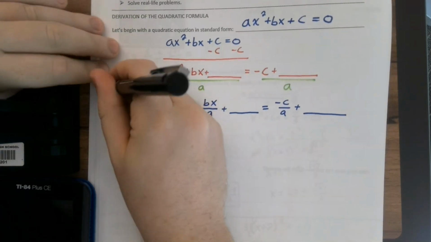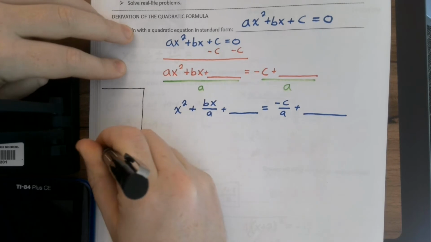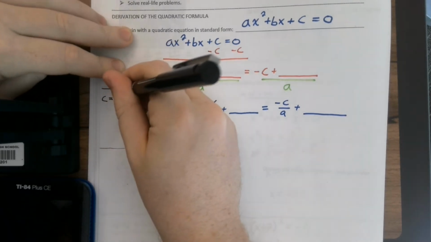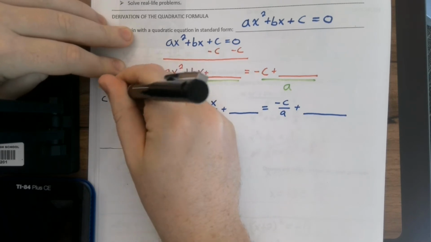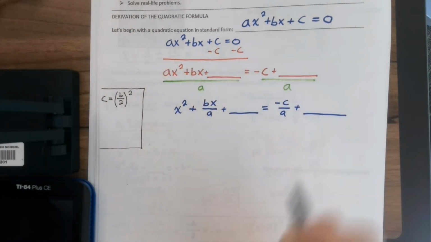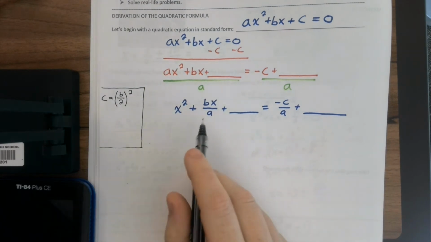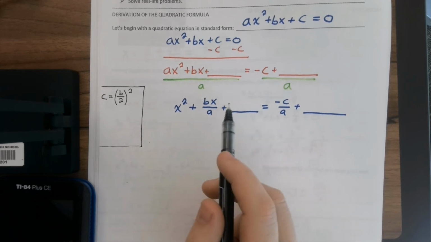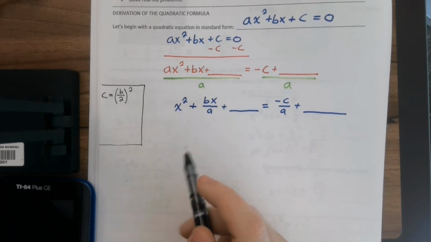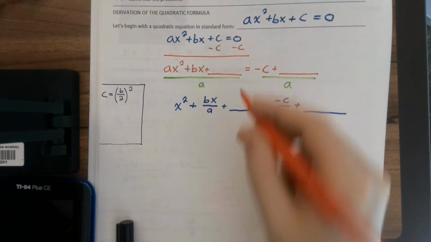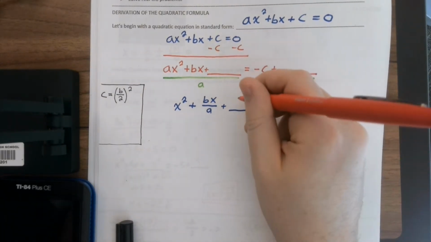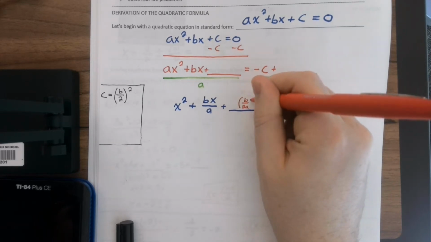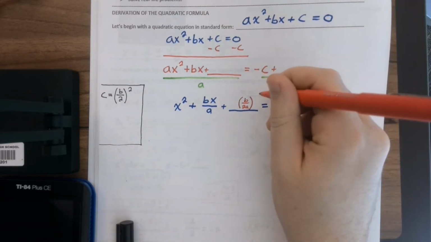There's a rule we learned that helps us with this. Our rule is our c value is just going to be our b value cut in half, then squared. So we really need to do b divided by a cut in half, and then squared. Well, b divided by a cut in half is the same as b over 2a. And of course, we want to have it squared, right?